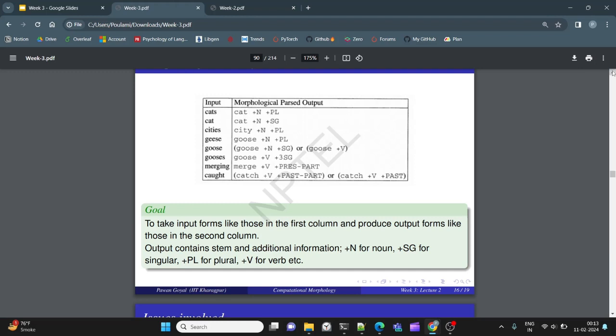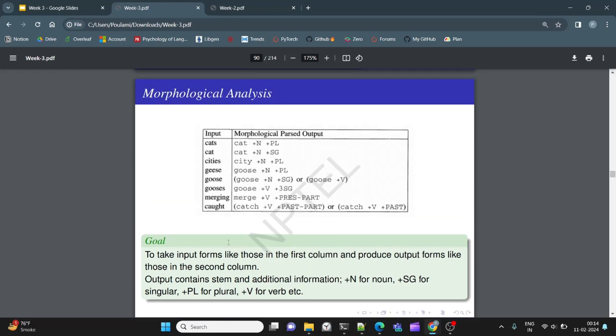So this is an example of the output of morphological analysis. We discussed morphological analysis today. We saw that upon performing morphological analysis, we get the lemma, and we also get the morphological tags that are there. So what is morphological analysis? It takes input forms, as given in the first column, and outputs these.